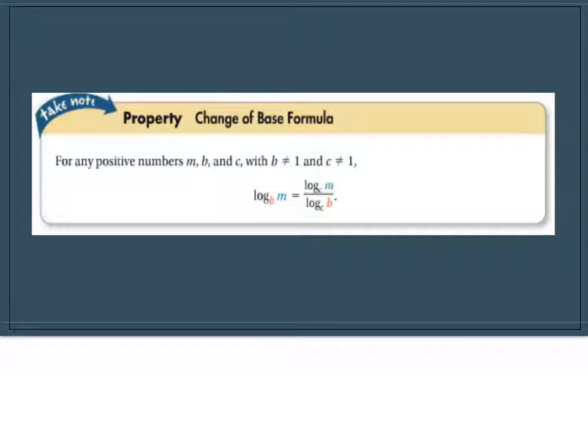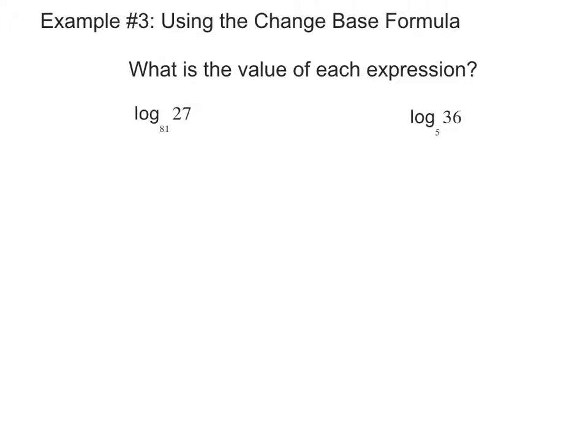All right, so now we're going to start talking about the change of base formula, and we use this whenever we don't have a common base, okay? And even if you do have a common base, it makes it a lot easier, but specifically if you don't have a common base, then you can throw it into the calculator. So I'm going to show you what I mean. All right, so log base 81 of 27, okay?